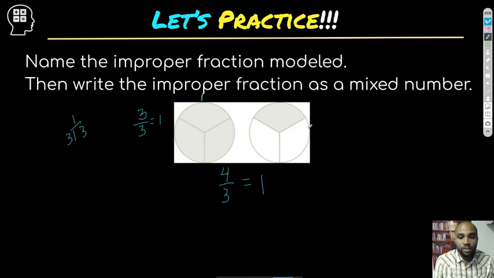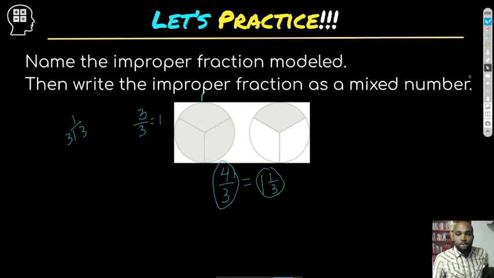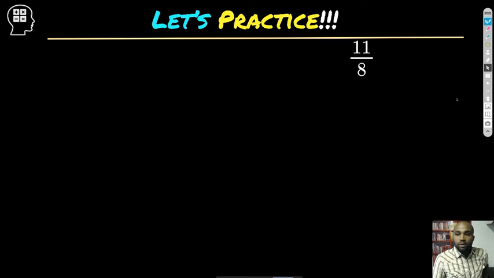And how much do I have shaded here? Hopefully you're saying 1/3, right? 1/3. So I could have written that instead of 4/3, I could have written it 1 1/3. So both the exact same thing. All right, let's work this problem out.